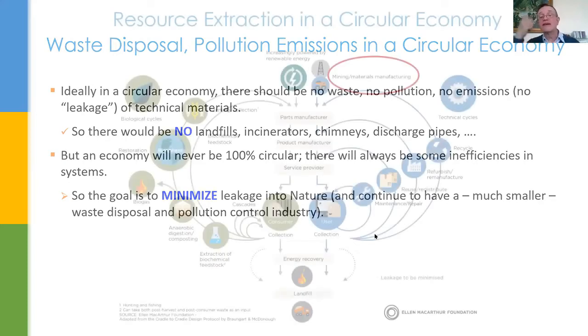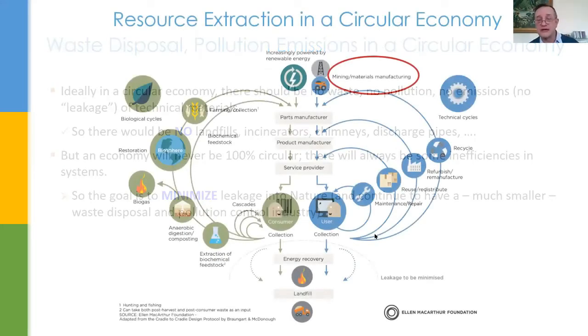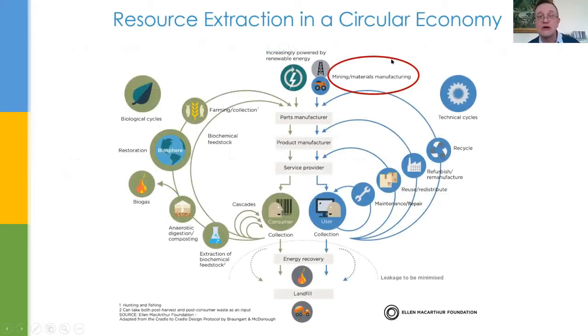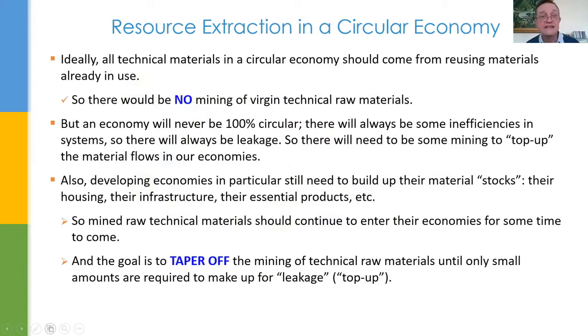Now let's look at the other end of this. We've talked about leakage down here on the exit side. What about on the entry side? What is this diagram telling us about mining? Again, ideally, all the technical materials, now this is really focused on the technical materials, all the technical materials in a circular economy should come from reusing what we already have in use. So again, in the ideal case, there would be no mining of virgin technical raw materials. Mining as an industry in a circular economy should disappear in the ideal case.